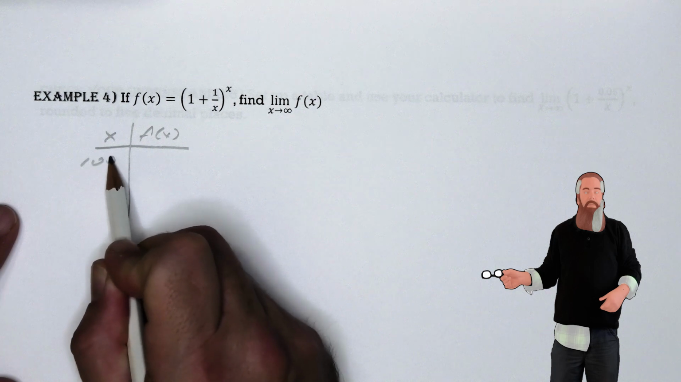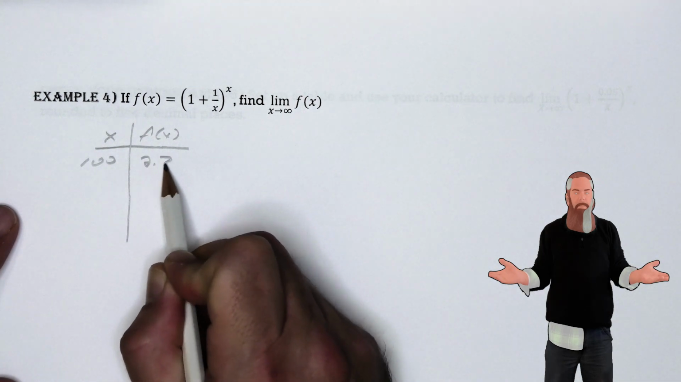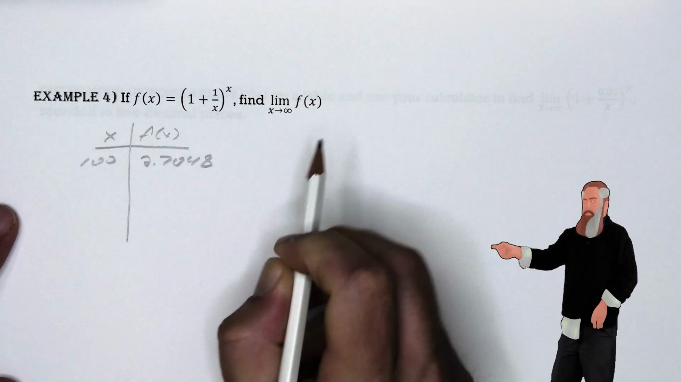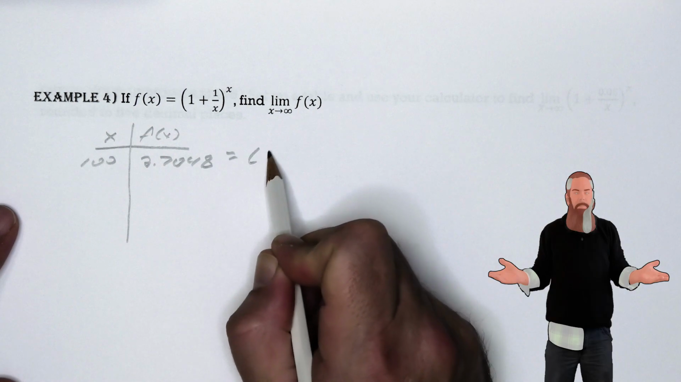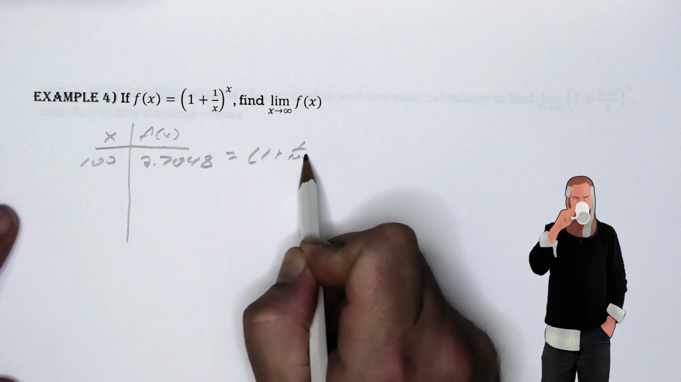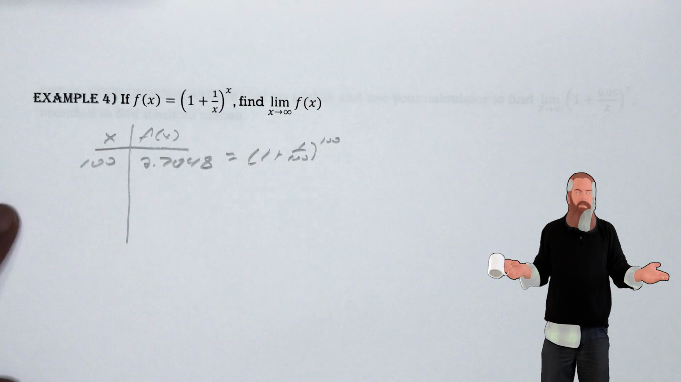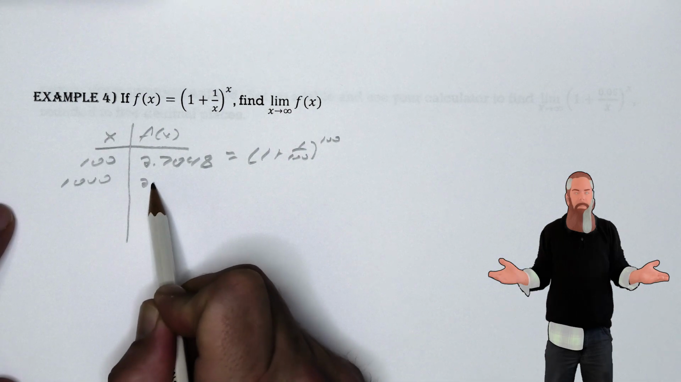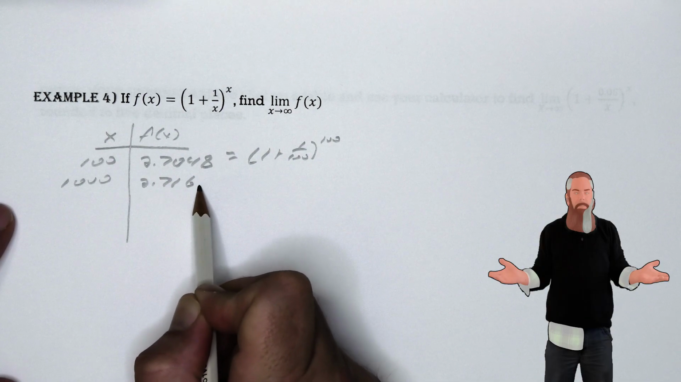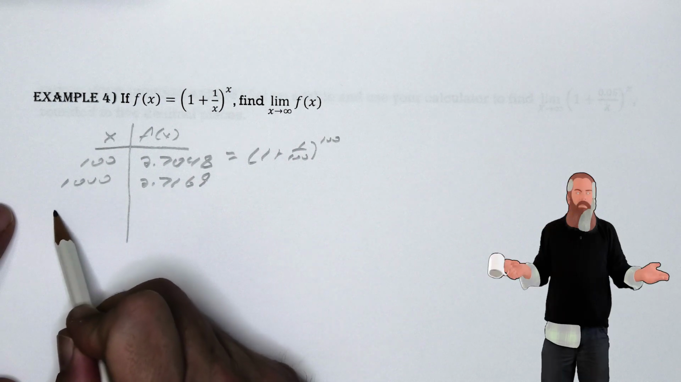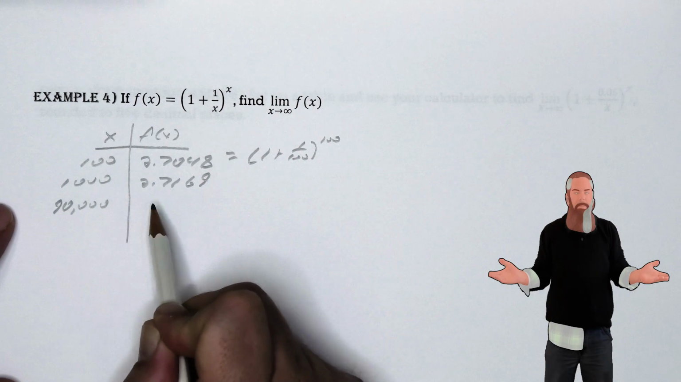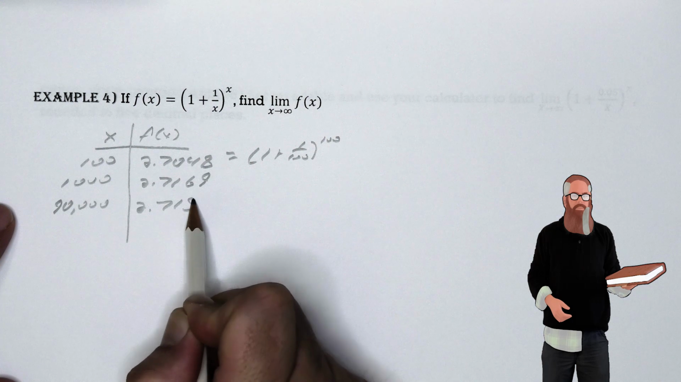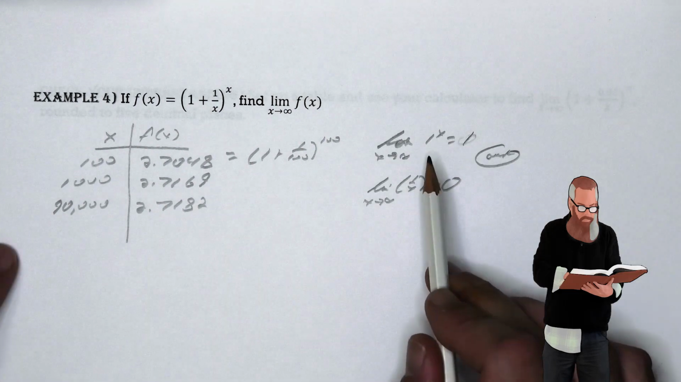Well, if x was 100, then we would get 2.7048. And this is because we would have 1 plus 1 over 100 to the 100 power. When x is 1,000, we would get 2.7169. And when x is 90,000, we would get 2.7182.